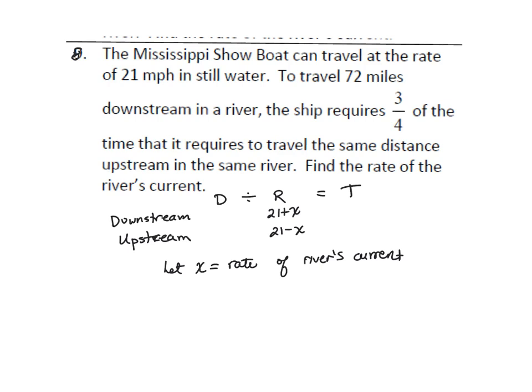To travel 72 miles downstream in a river, the ship requires 3/4 of the time that it requires to travel the same distance upstream. So the distance, whether going upstream or downstream, is understood to be 72. So immediately we can represent the time. Time downstream for the boat is 72 over 21 plus x. And time upstream for the boat is 72 over 21 minus x. But this time, the times are not the same. Let's write them down side by side and see how we could make them the same.